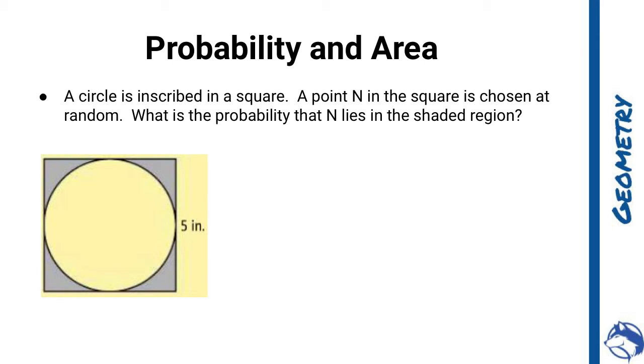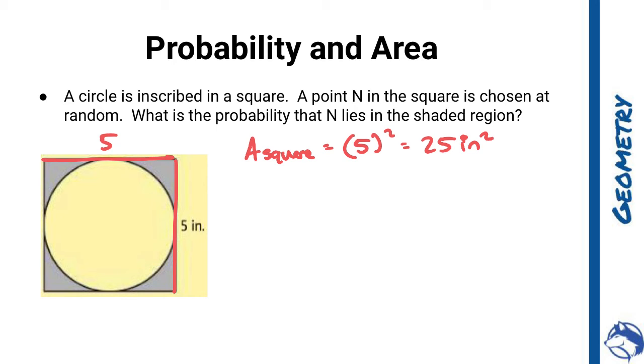So you're going to be given a problem like this where they say a circle is inscribed in a square. A point N in the square is chosen at random. So what's the probability that N is going to lie in the shaded region? Well, this whole length here is 5. So it's a square, so that means that this whole length is 5. So the area of the square is going to be side squared, or 5 squared, which is 25 inches squared. And that's the big chunk. That's if I were to just choose the spot in there, that's how much space I have to do it.